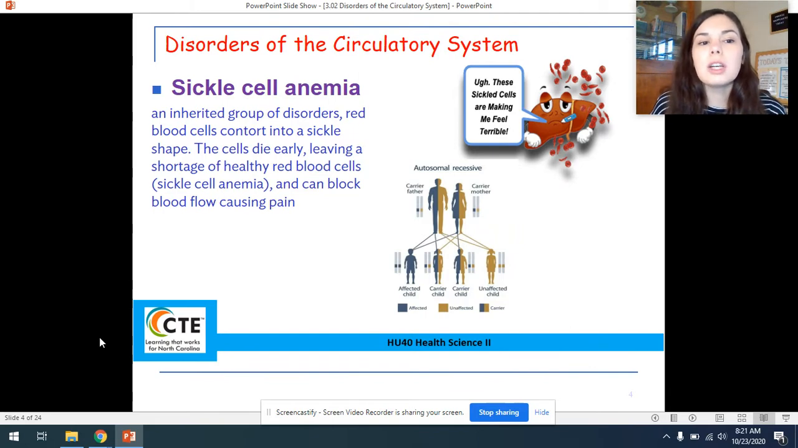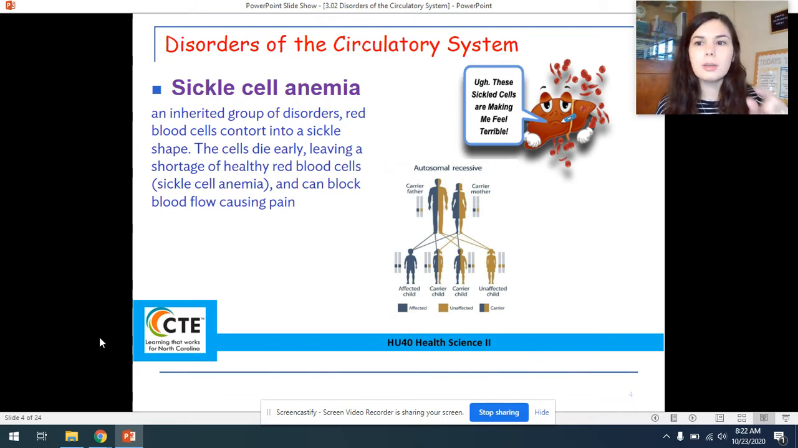Sickle cell anemia is very different, however. Sickle cell anemia is an inherited group of disorders where the red blood cell is contorted into a different shape. It kind of looks like a half moon shape. And so the cells tend to die earlier, leaving a shortage of healthy blood cells. And this can block the blood flow, causing pain. Sickle cell anemia is more common in African Americans than it is in other populations. We don't really know why that is. That just seems to be an inherited gene in that population of people.